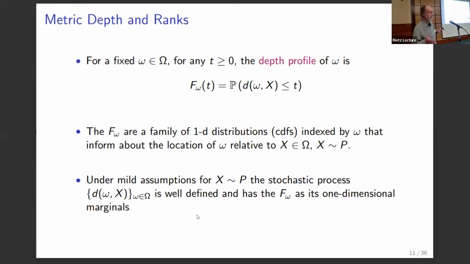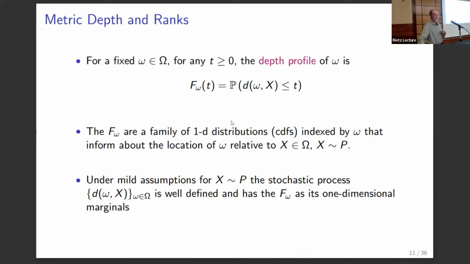A key tool which we are developing for this is the depth profile of any point small omega in your metric space capital omega. You take the point small omega and a ball around it with the metric that you have in your space, and you increase the radius of the ball, and you get a CDF, a cumulative distribution function. So this is a distribution here, F omega. And these F omega are now indexed by the elements of your space. For each element of your space, you have one such distribution.